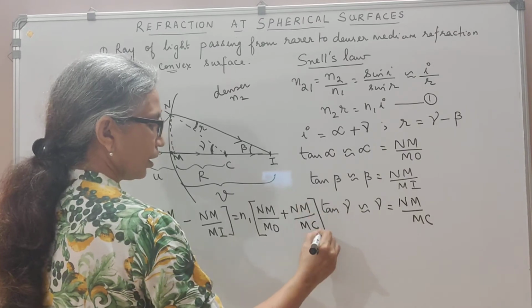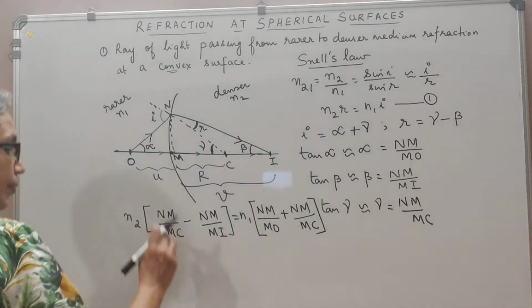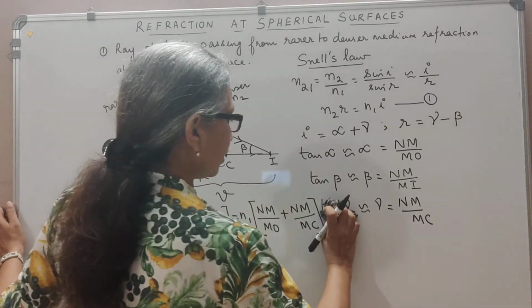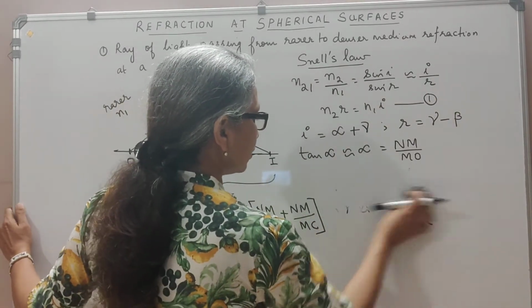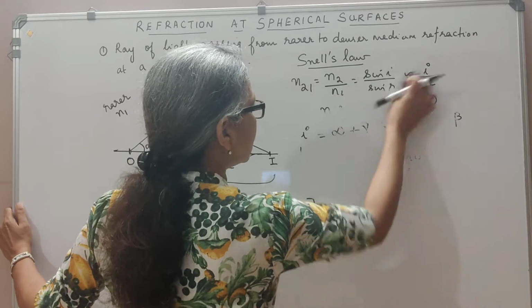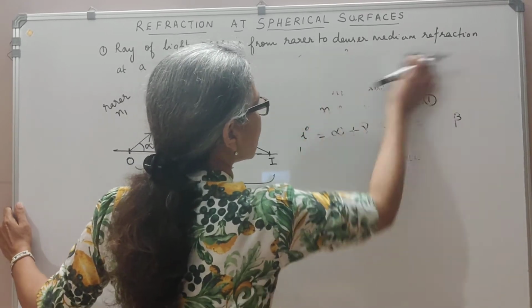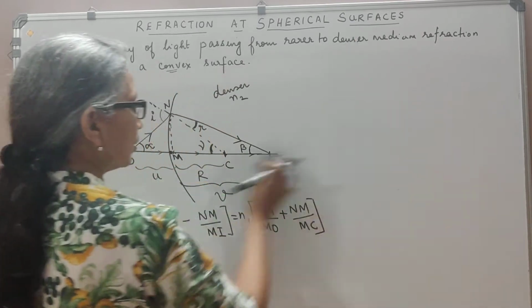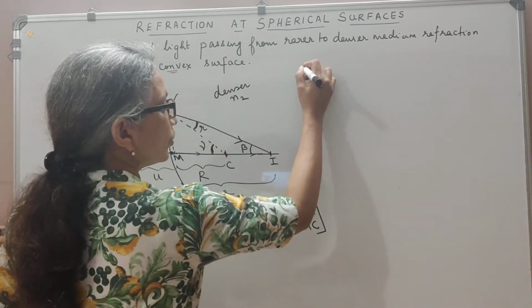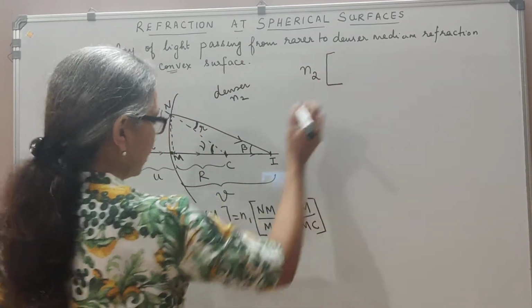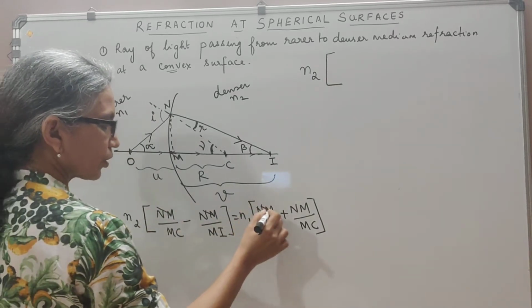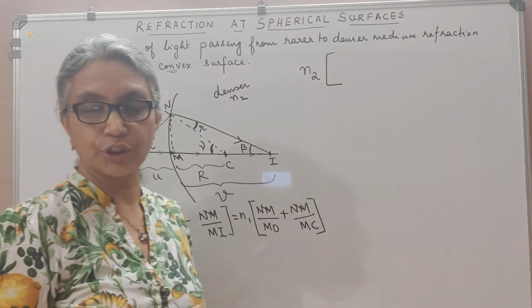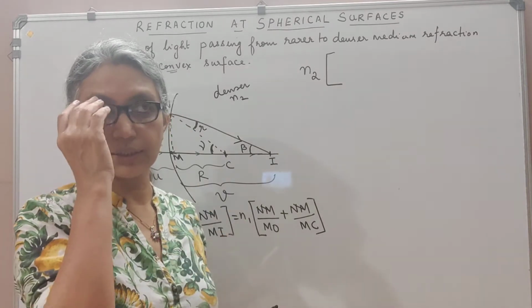Now you will see that this NM is common to all the terms. So I may cancel that and write. This next step I'm going to do is N2 bracket, I've cancelled this because it's common everywhere, 1 by MC.